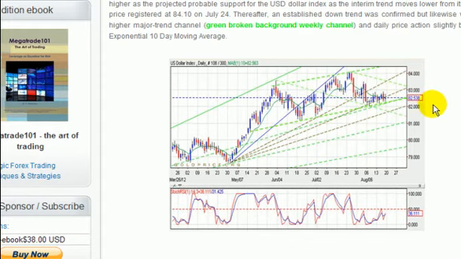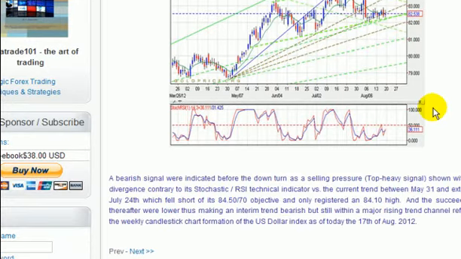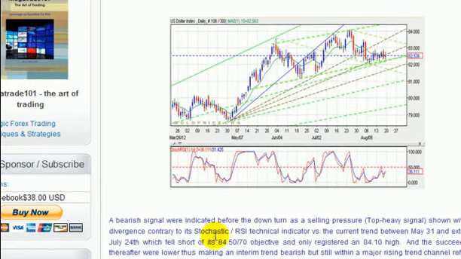However, we felt that it was necessary for us to show the market view analysis that we have indicated before on the 18th, when a bearish signal was actually indicated before the downturn, as there was a selling pressure, which is a top heavy signal shown on the price divergence, contrary to the stochastics as well as the relative strength index as indicated here.